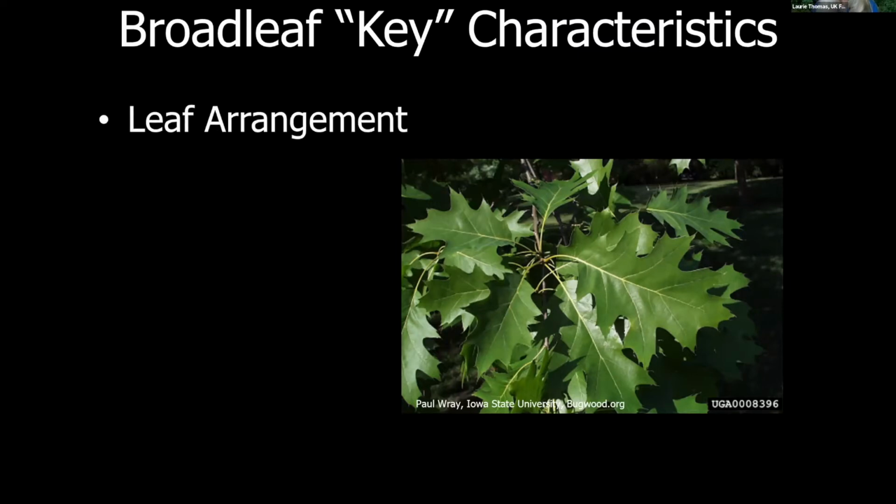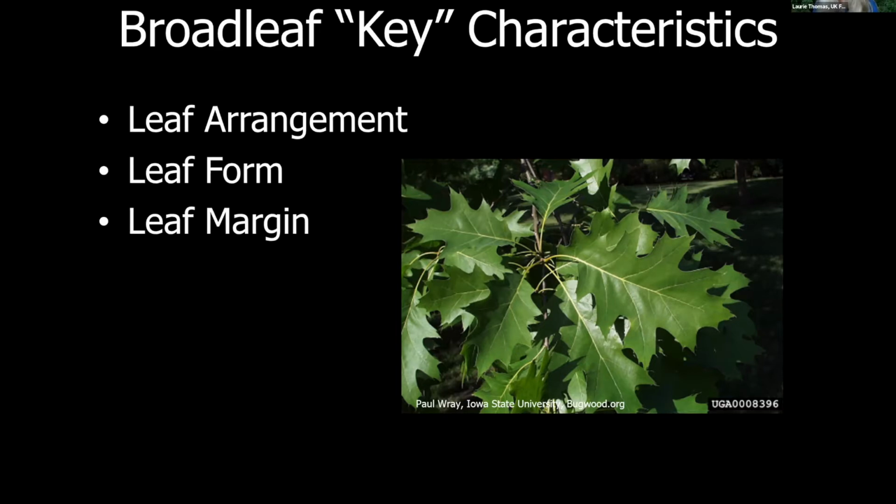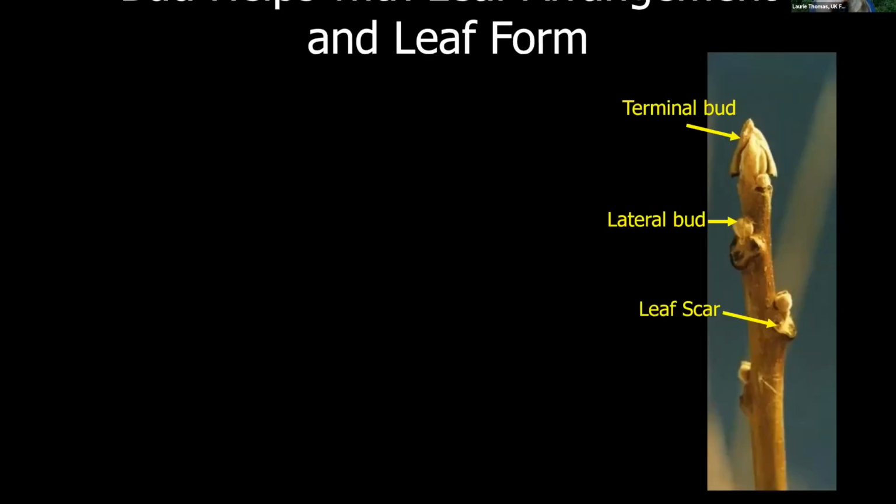So we've already tackled talking about whether we have needles or leaves. Now, the next thing you're going to look at in your tree key is leaf arrangement. And we'll talk more about leaf form, leaf margin, what the edges of those leaves look like, and leaf tips sometimes, and also what that leaf base looks like can sometimes be a distinguishing characteristic. I just popped this in here because the buds are helpful when we're looking at leaf arrangement and leaf form, and you'll see that on the next slide or two.